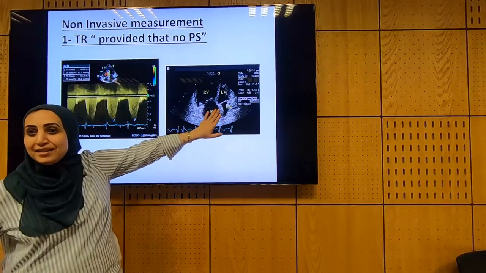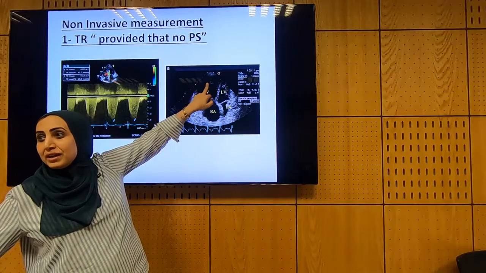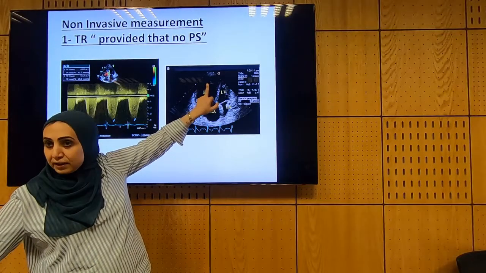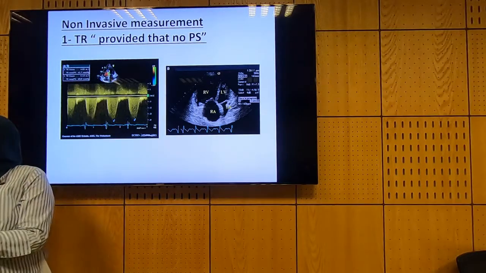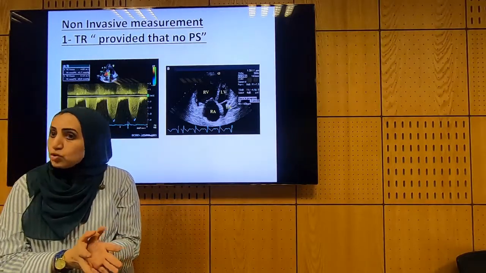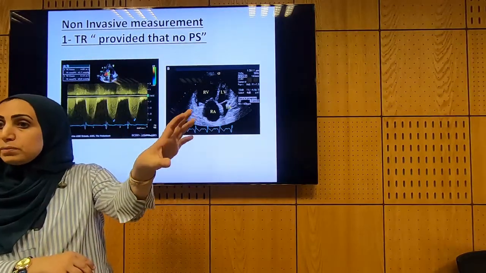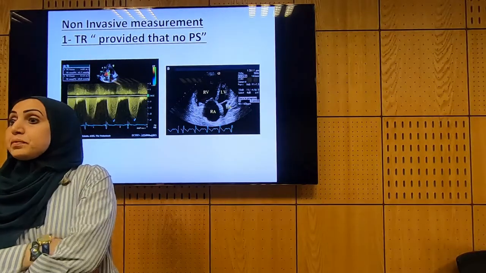So it is 10 and the pressure gradient is 65. So what will it be? 75. So the pressure in the RV is 75. If we don't have pulmonary stenosis, then 75 in systole in the RV should be equivalent to the pressure in the pulmonary artery. Get it?